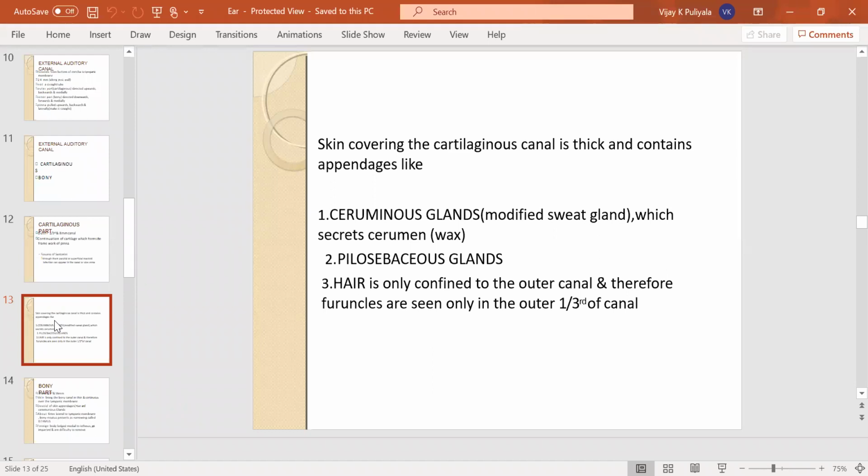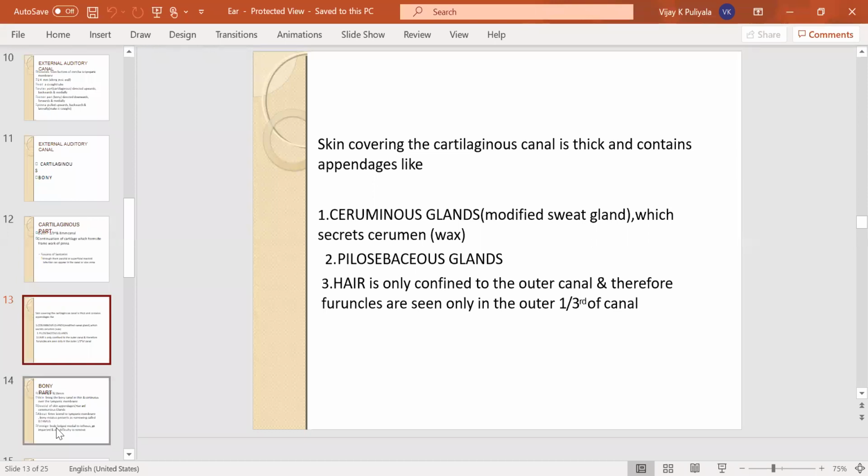Therefore, furuncles are nothing but infection in the hair follicles. Due to that, the hair will become very hard. Furuncles are seen only in the outer 1/3 of the canal, because the hair is present only in the cartilaginous part.